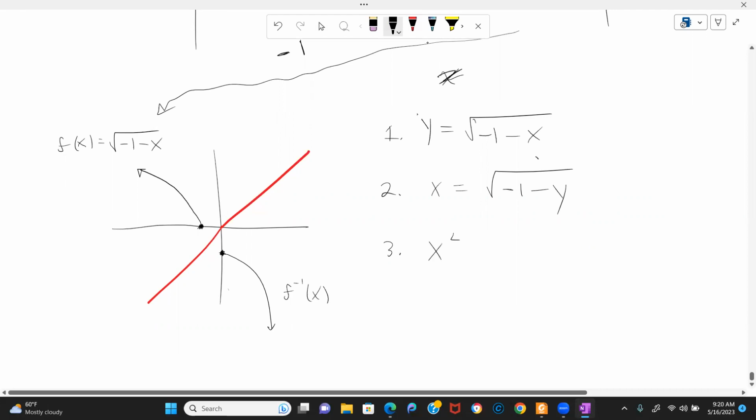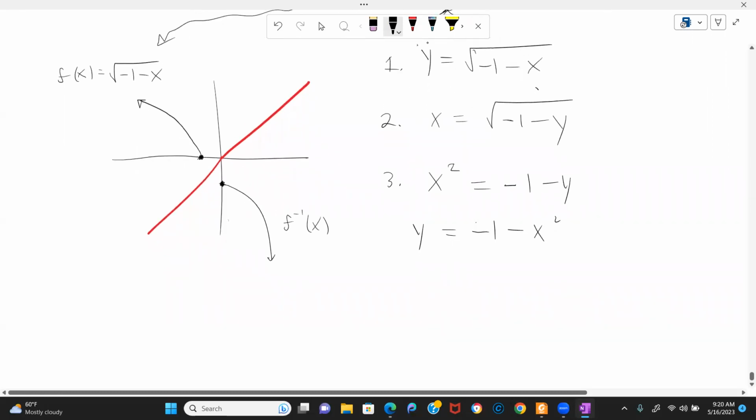So you square both sides. And then you get x squared equals -1 minus y. And then you can add y and subtract x squared. So you get y equals -1 minus x squared. Yeah, so this is like a parabola reflected over the x-axis. You have this negative right here. All right, this is really irritating.